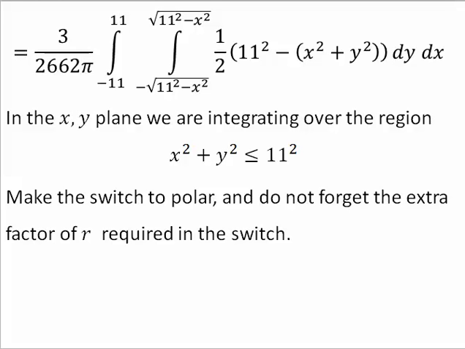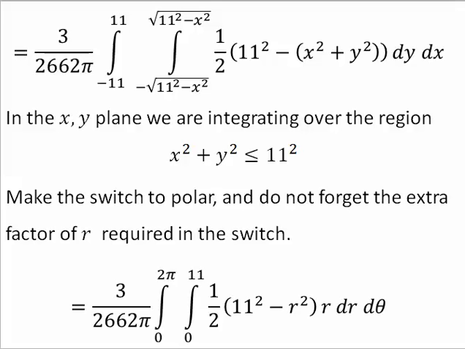It's quite easy to describe this in polar coordinates. r is going to go from 0 to 11, and theta is going to go from 0 to 2 pi. So let's make the switch to polar, and do not forget the extra factor of r required in the switch. So of course the bounds, r is going from 0 to 11, theta is going from 0 to 2 pi. The quantity x squared plus y squared becomes r squared.